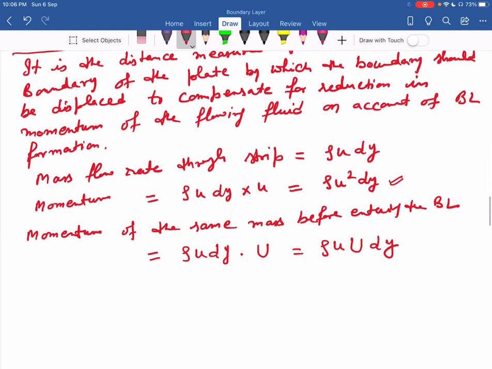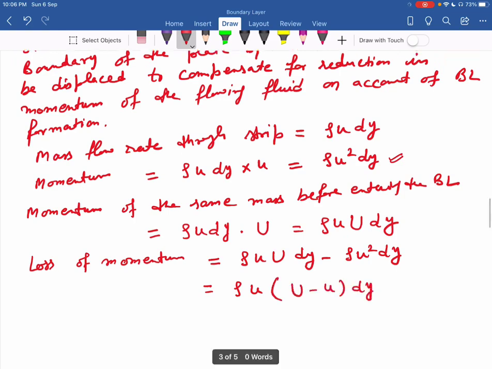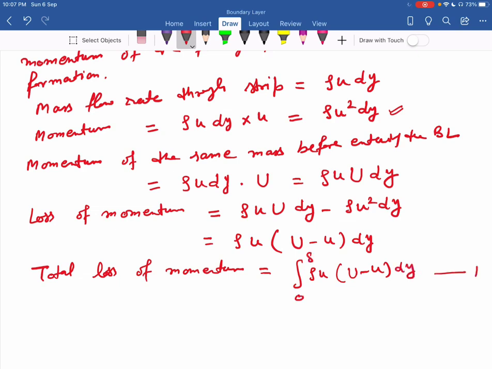Okay, so this is the loss of momentum when fluid enters the boundary layer. I can write this loss of momentum as rho u U dy minus rho u square dy. So this becomes rho u into (U minus small u) dy, for the total loss of momentum. So that comes out to be the integration of rho u (U minus u) dy, where y varies from 0 to delta. So this is equation number 1.